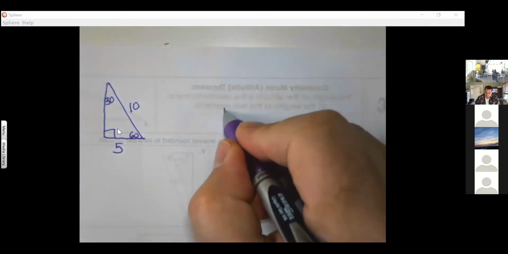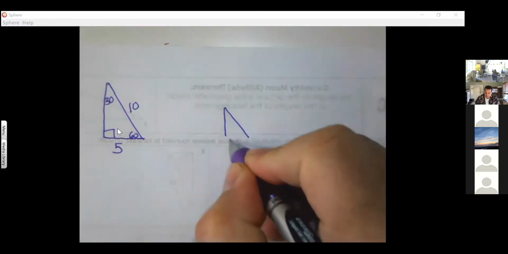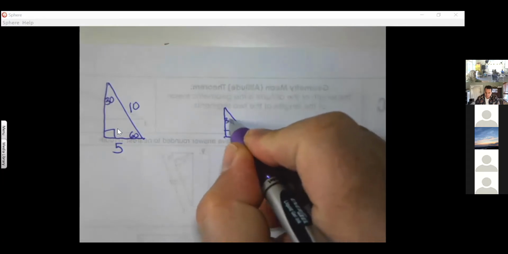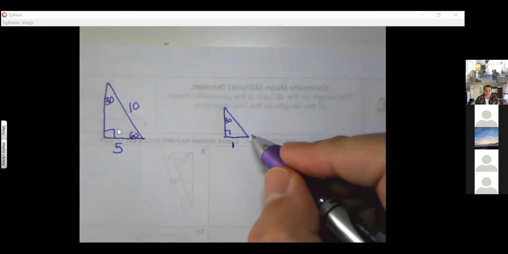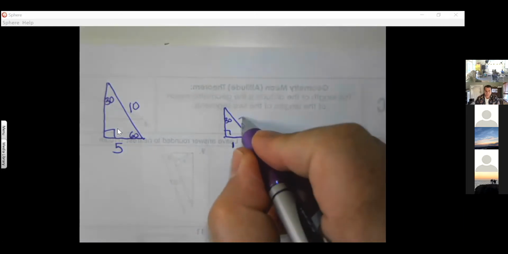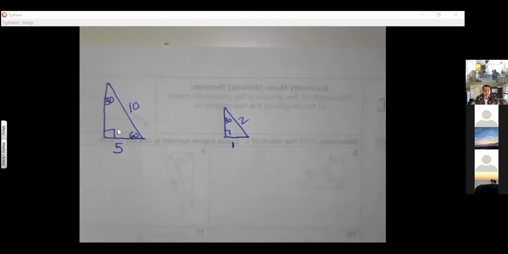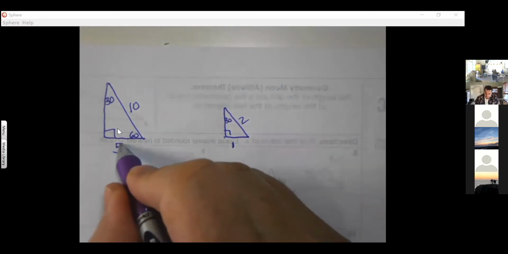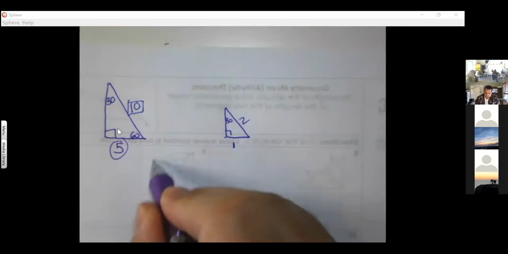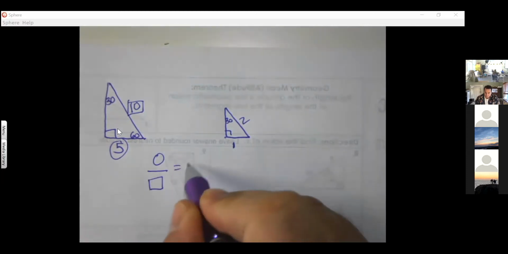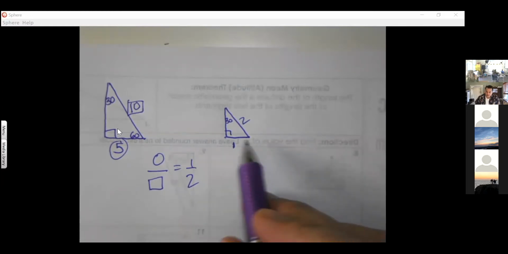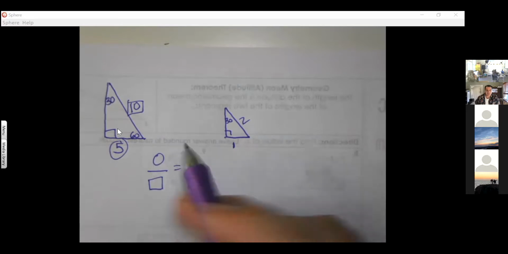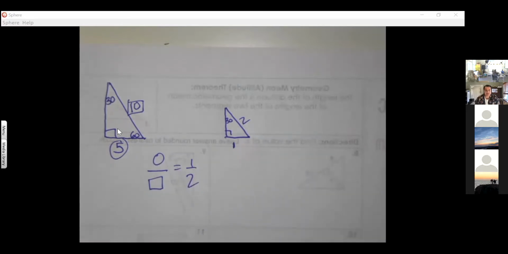And if I gave you a different 30-60-90 triangle over here, and I told you that this side was 1, how long would this hypotenuse be? 2. Yes. And that would be true for any 30-60-90 triangle, that the ratio of this side over this side would be 1 to 2, right? 5 to 10 reduces to 1 to 2. No matter what the sides are, they will be in a ratio of 1 to 2 if it's a 30-60-90 triangle. Agreed?